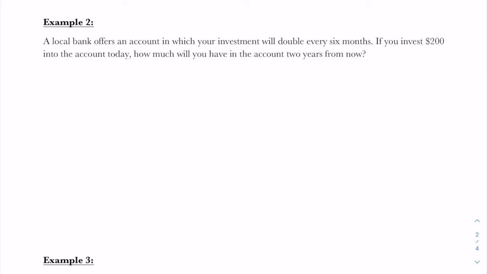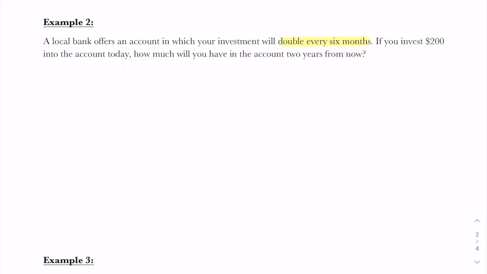Let's try another one. Imagine a bank offers you an account in which your investment will double every 6 months. First off, good luck finding a bank that will allow your investment to double every 6 months. That's a very good rate of return, and unfortunately is highly, highly unlikely. So let's break this down. If something doubles, you have twice as much as what you've had before.